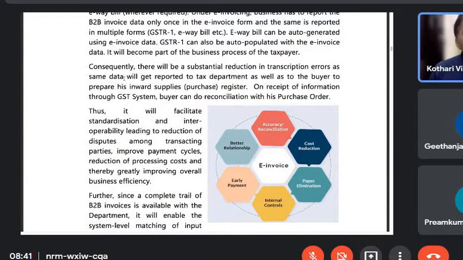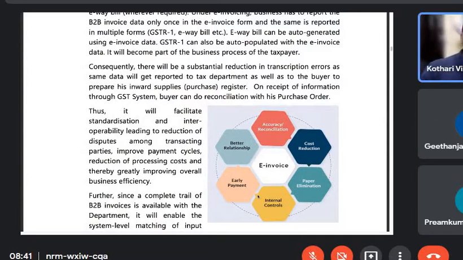In e-invoice, immediately the data will be reflected for the opposite person since it is B2B. So there will be accuracy and reconciliation. Next, there will be cost reduction and elimination of paper. Documents will be issued only online via email. Paper elimination will be there. There will be proper internal controls.